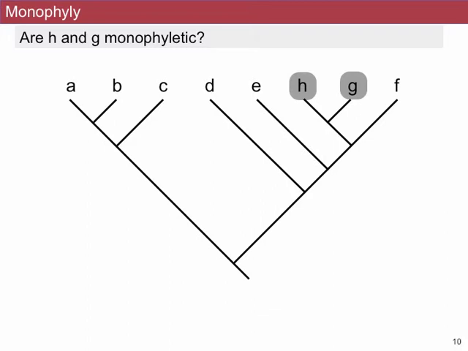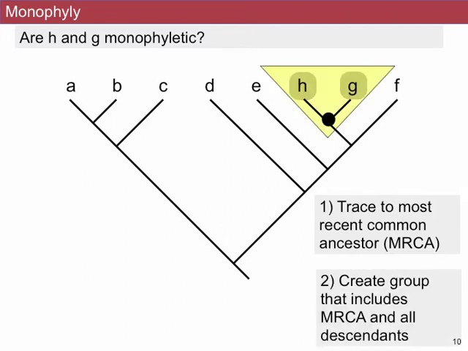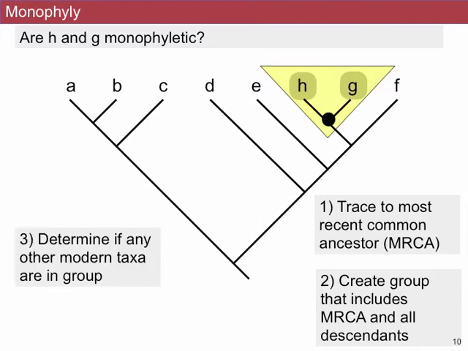So we may ask you a question like this, or we may say something that is in essence like this. Are H and G monophyletic? And what we mean by that is, can we draw a monophyletic group that includes H and G and none of the other organisms in question? So you trace to their most recent common ancestor, you draw a grouping around them, and you ask, can you make a monophyletic group out of those taxa to the exclusion of everything else? So the answer for H and G is yes, we can do this for them.